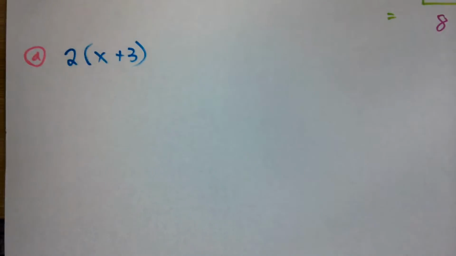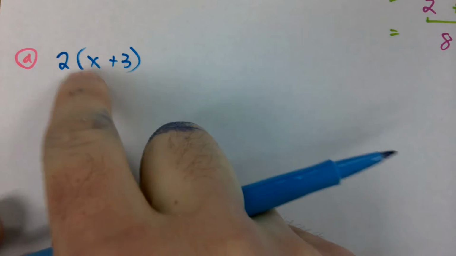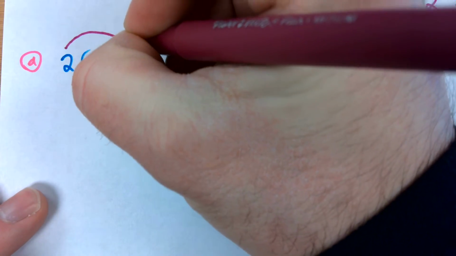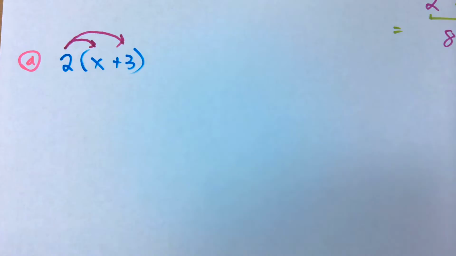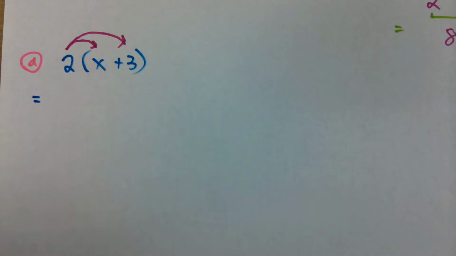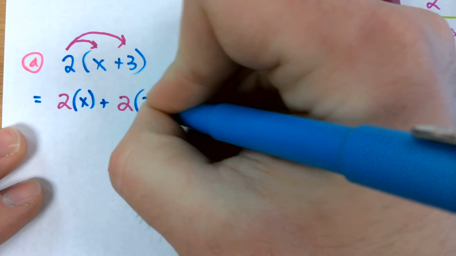So, what number do we have on the outside of our parentheses? 2. How many terms do we have inside the parentheses? 2. We got 2 terms in here. We got x and we got 3. So when we distribute, we're going to multiply this 2 times the 3, and we're going to multiply the 2 times the x. So it'll be 2 times x plus 2 times 3.